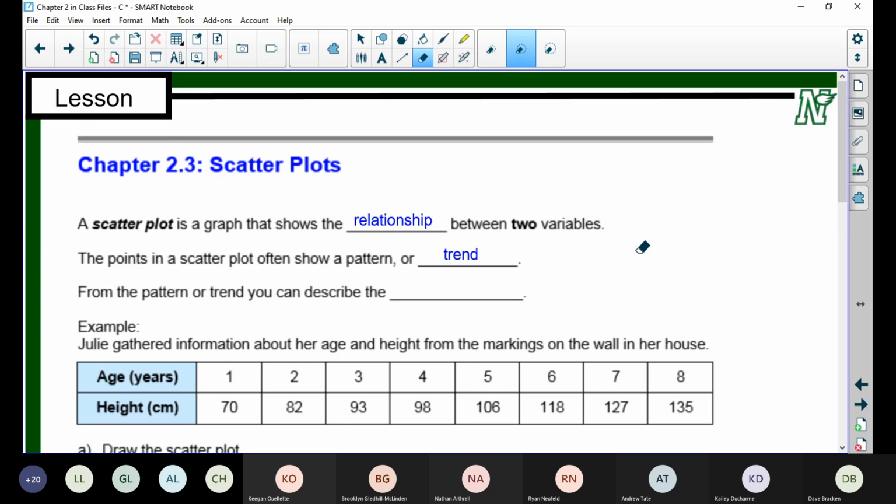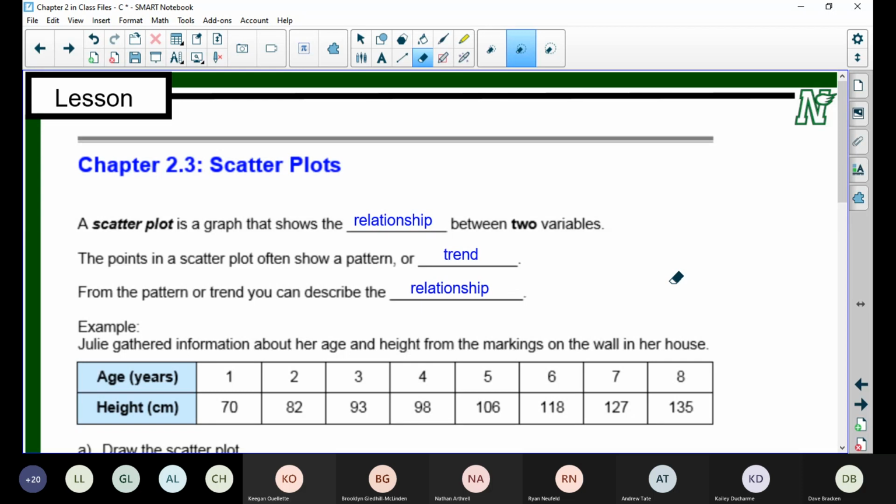If one of you always consistently logs in late to these meetings, they're always 15 minutes late, that becomes a trend. If somebody's always online a little bit early just to chit chat, that becomes a trend. And from your pattern or trend, you can describe the relationship, okay?